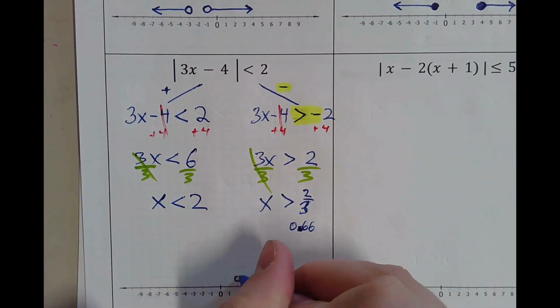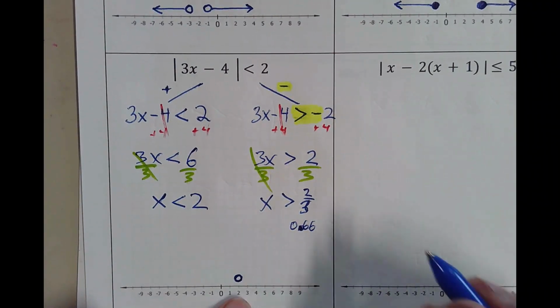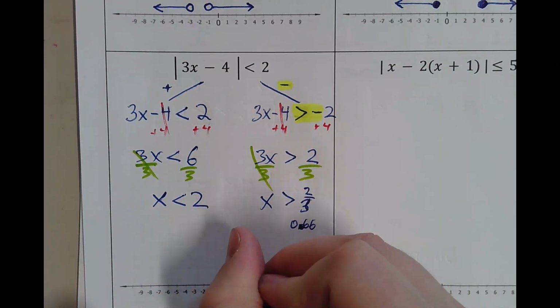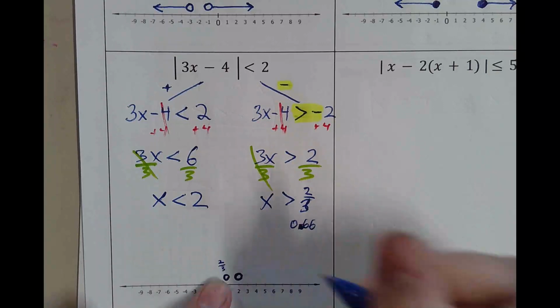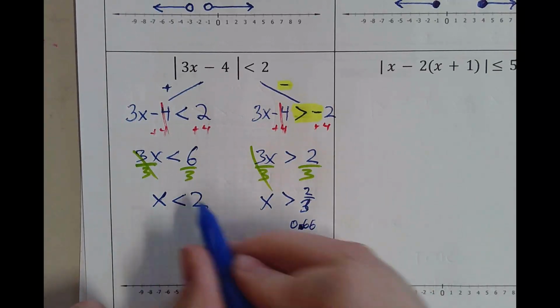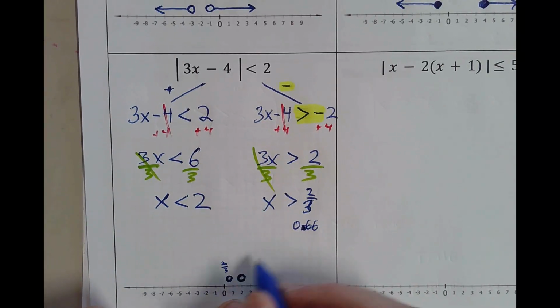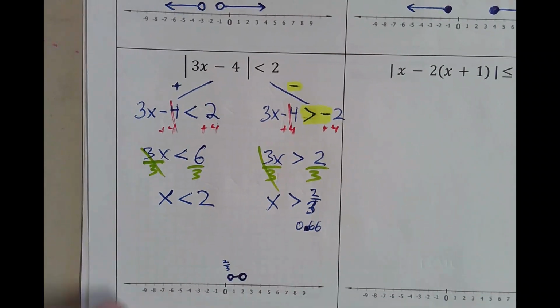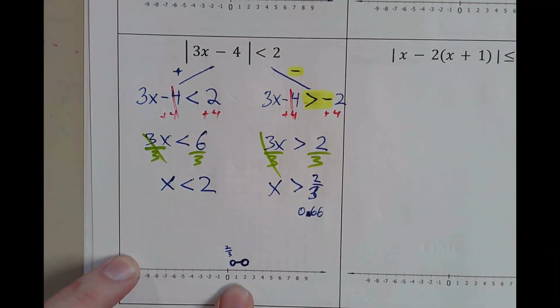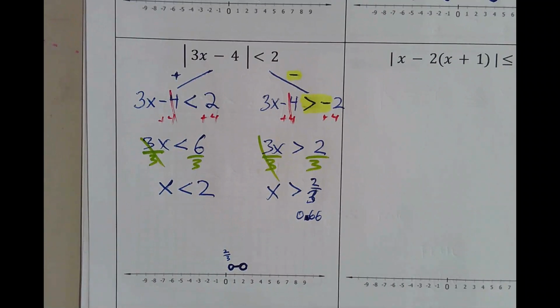Open circle on 2 and open circle on 2/3. You can make a little note that this is 2/3 if you want to. So it says less than 2 but greater than 2/3. So this would actually be my solution. It's only the numbers in between 2/3 and 2, not including those boundary points.